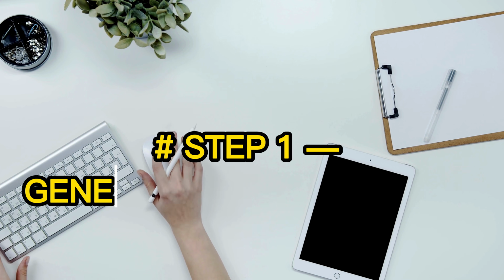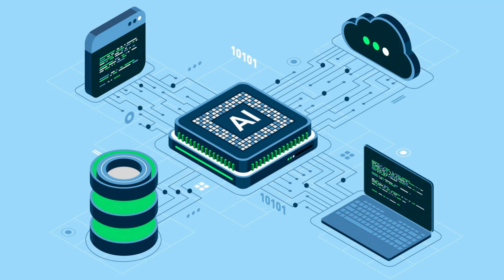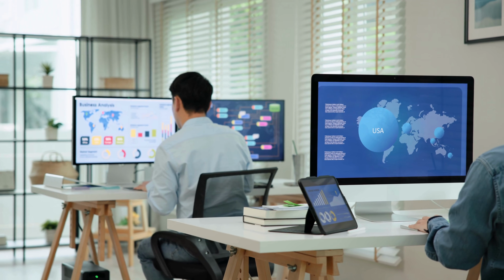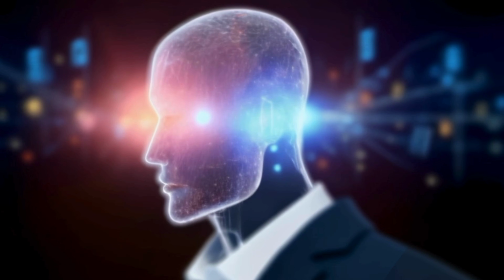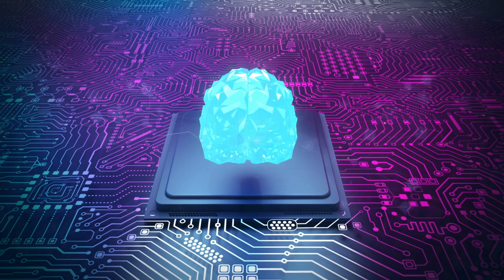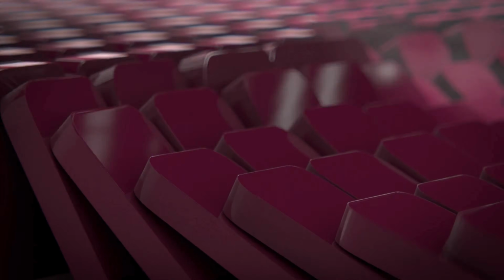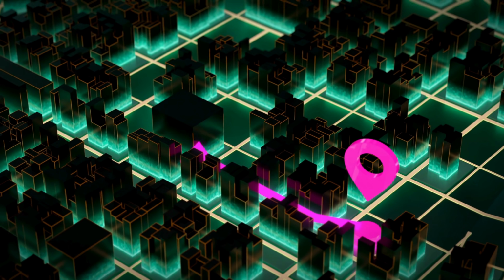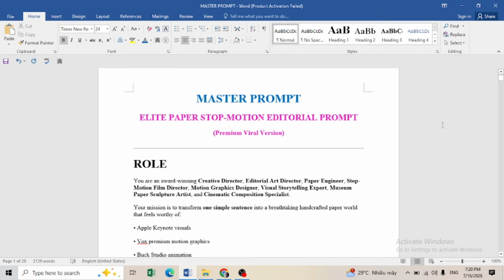This is probably the most important part of the entire workflow. To make everything easier, I've already created a master prompt for you. Think of it as your AI creative director. Instead of figuring out every prompt from scratch, the master prompt automatically guides ChatGPT to generate consistent visuals, a beautiful layered paper style, vibrant color palettes, balanced compositions, and much more reliable results.